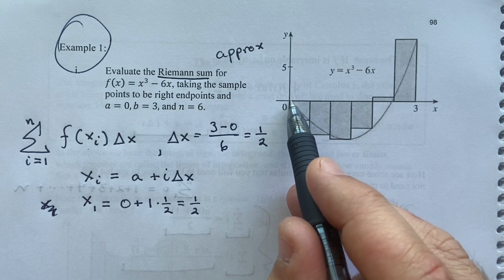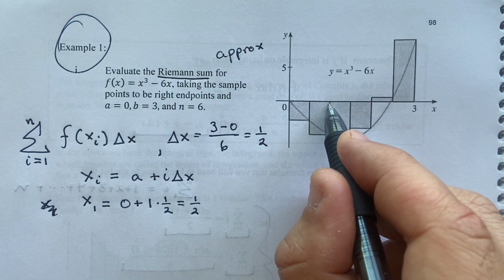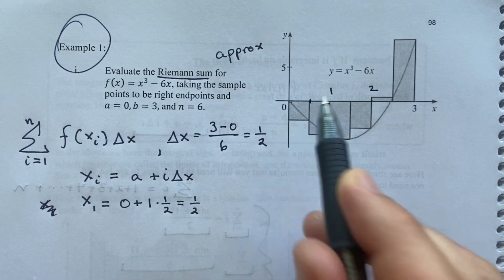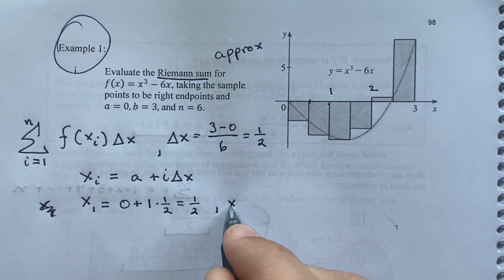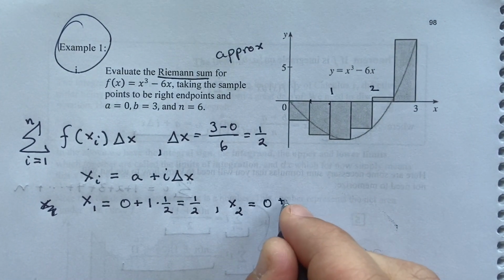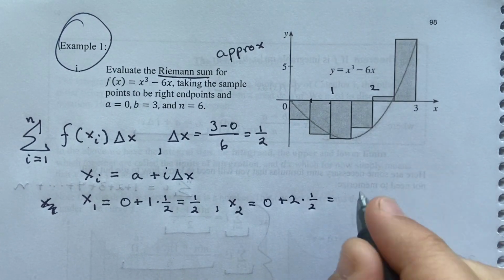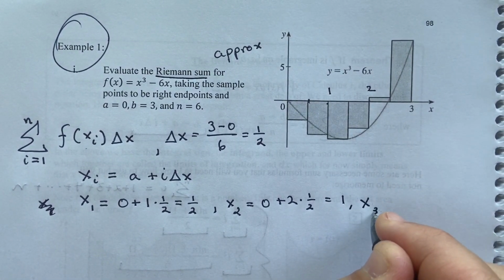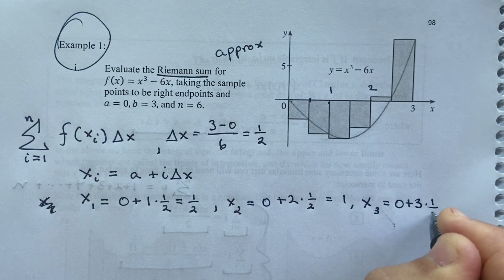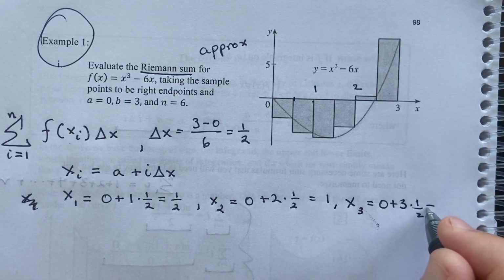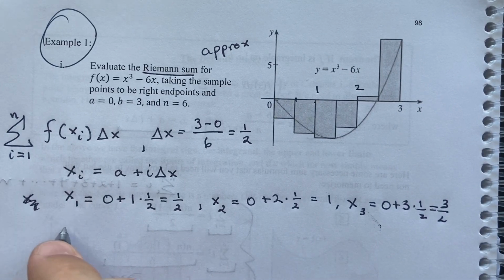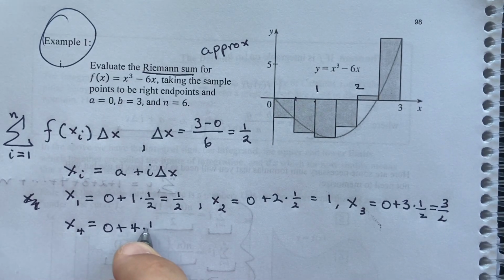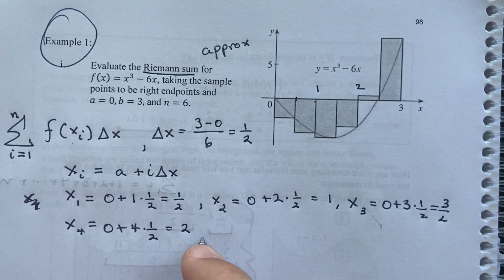So here's a picture of it. So basically, this would be 1, this would be 2, and here's 3. So here's our first one. That's why we're getting a half for x sub 1. X sub 2 would be 0 plus 2 times a half, in other words, 1. X sub 3 would be 0 plus 3 times a half, or 3 halves. X sub 4 would be 0 plus 4 times a half. So that would be 2.